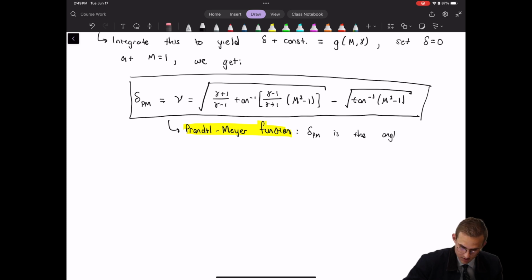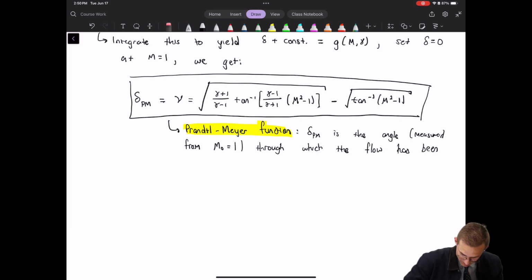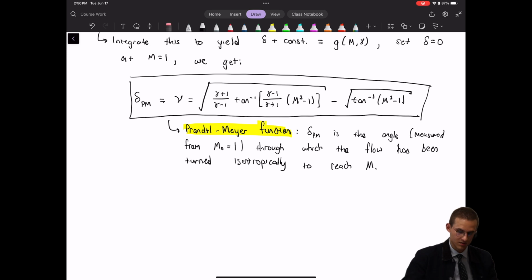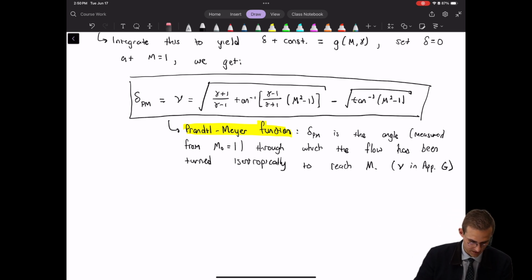So it is the angle measured from M naught equals 1 through which the flow has been turned isentropically to reach a Mach number of M. And this is new in Appendix G of the textbook; it's tabulated for M. Hopefully I'm going to show you a couple of examples, and hopefully that definition will make sense in just a moment. So let's look at the first example.